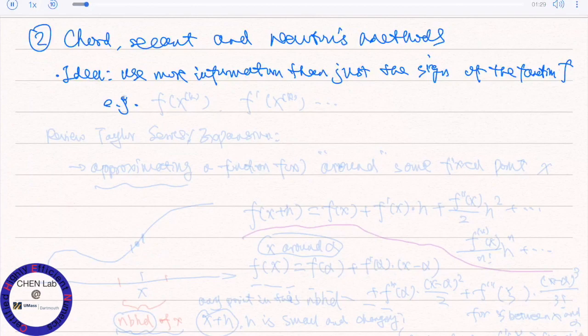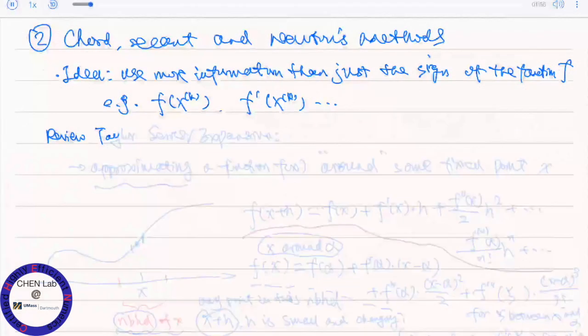For example, it can be f at your x_k, maybe f prime of x_k. Could be anything that might be helpful for you. All right, so what I'm going to do first is review the so-called Taylor series, Taylor expansion.